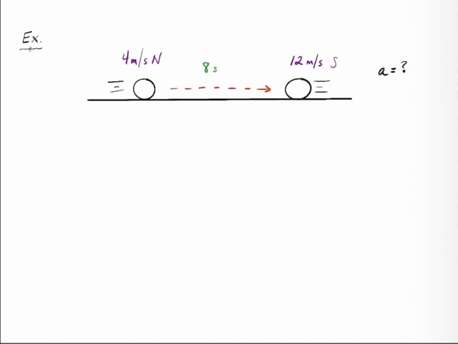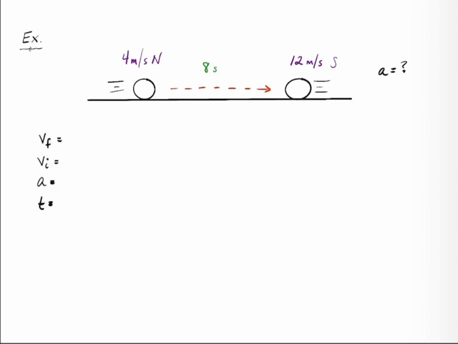So in this case, we have an object that's rolling northward at 4 meters per second. And 8 seconds later, it's traveling at 12 meters per second in the opposite direction, southward. So over those 8 seconds, something must have been pushing this object to the left because it was traveling right and now it's traveling left. So something came along and gave this thing a whack to the left over the course of 8 seconds. And the question asks us to determine what was the acceleration that occurred during those 8 seconds that changed this object's velocity from 4 meters per second north to 12 meters per second south.